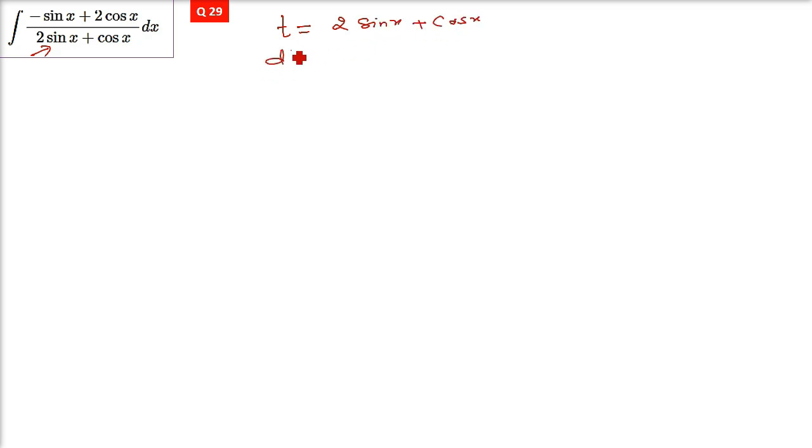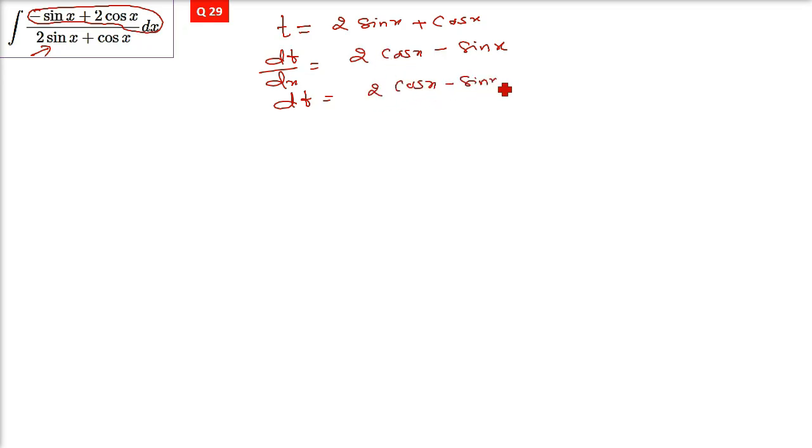So t equals 2 sin x plus cos x, dt by dx will be 2 cos x, and the derivative of cos x will be minus sin x. What do you see? Minus sin x plus 2 cos x in the numerator. So that numerator is already there with you. What you can do? Just dx on the right hand side will make dt the numerator, that is 2 cos x minus sin x into dx.